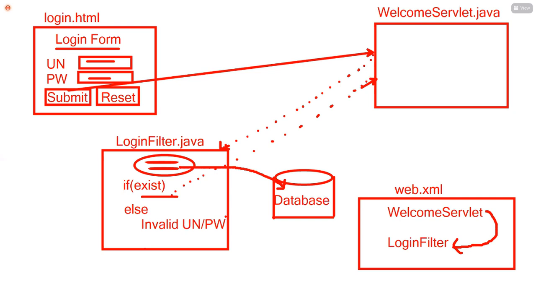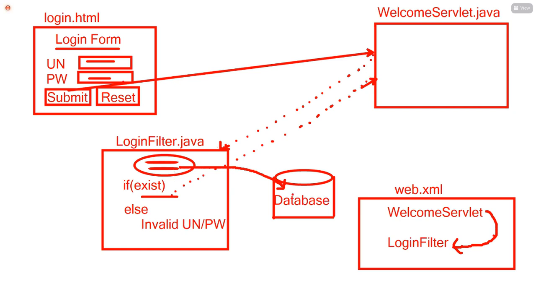Now you observe here the dotted lines I gave, this is dynamic. Here, when you click the submit button, control comes to which servlet? Welcome servlet. But the welcome servlet is not executed. Here I already configured: whenever a request comes to the welcome servlet, divert the control to the login filter. Control is diverted. It comes here, and this username and password are received.